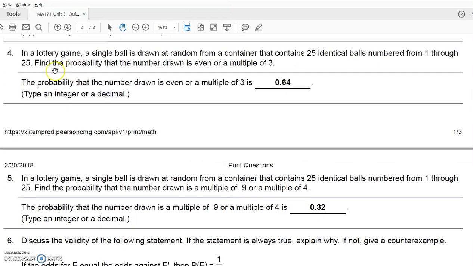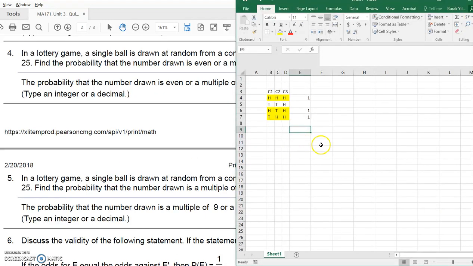Number 4. Lottery game. A single ball is drawn at random from a container that contains 25 identical balls numbered from 1 through 25. What is the probability that the number drawn is even or a multiple of 3? Okay, so even or multiple of 3.